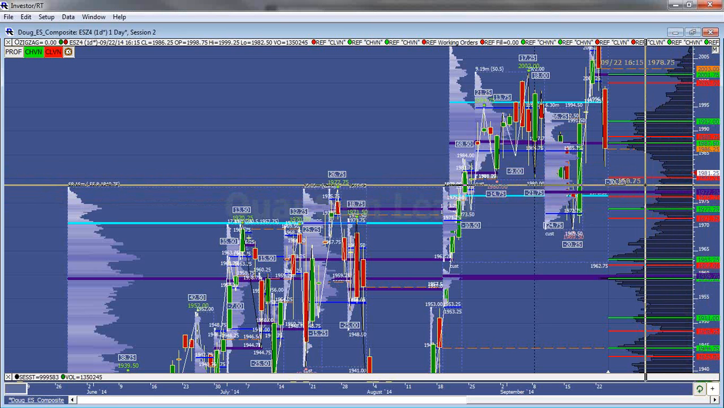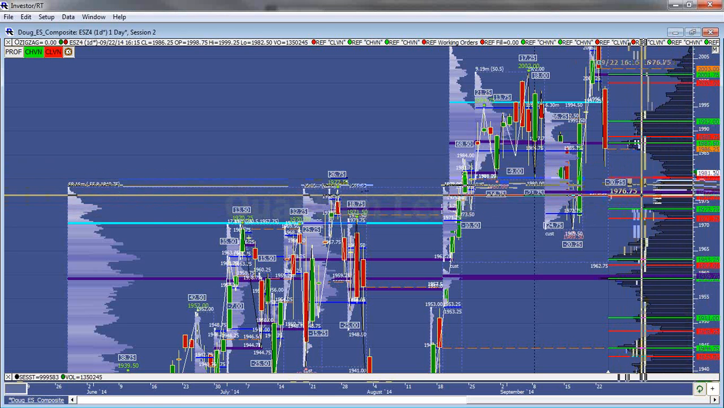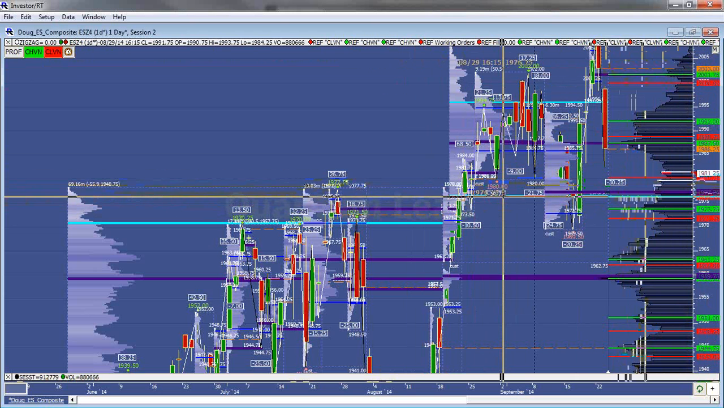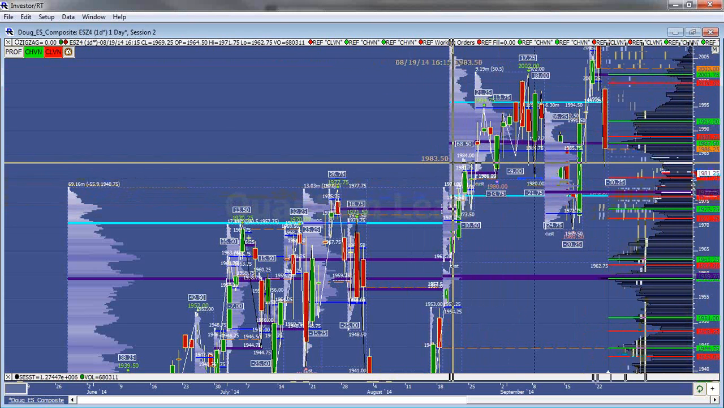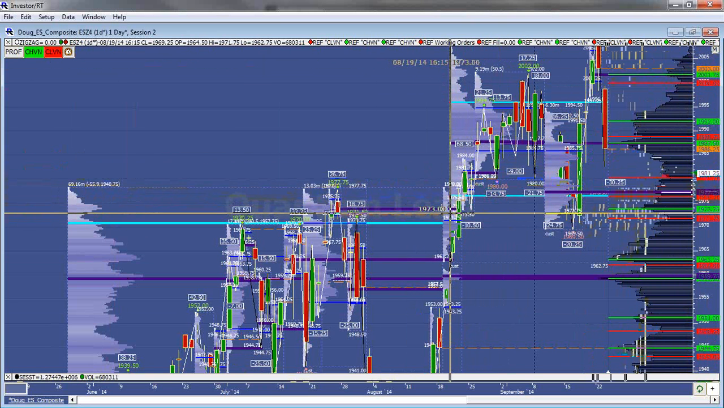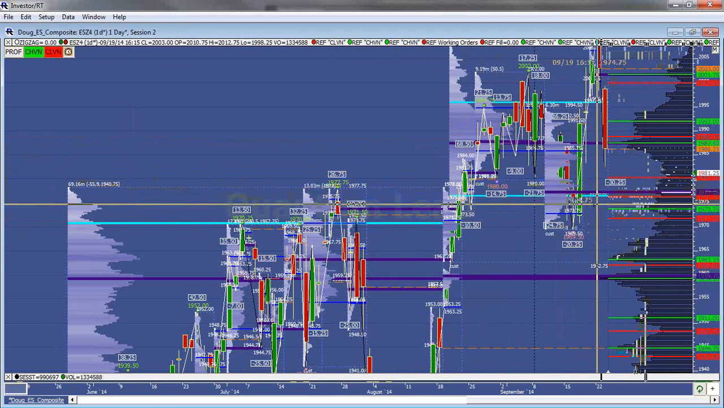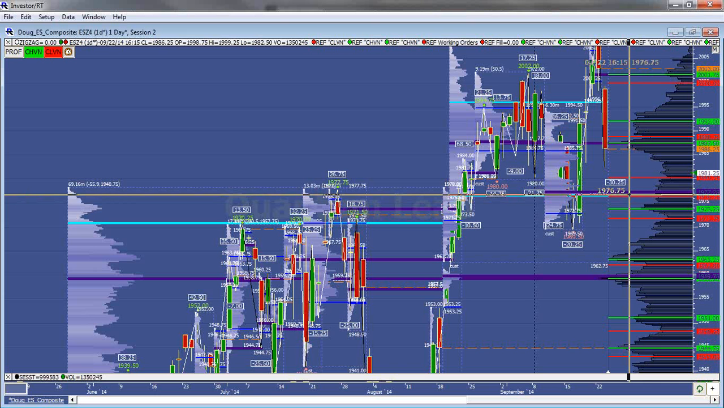Below, I'd be looking for a rotation down to this 1977.25, which is our microcomposite VPOC. It is also just above the microcomposite value area low that runs through this whole time frame of the breakout of this balance zone from that 819 through to today or yesterday. The value area low is 1976.75.